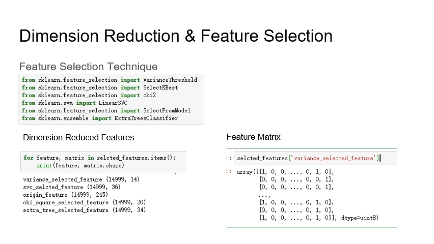As we can see, the reduced dimension features have fewer columns than the original features. For example, the linear SVC selected feature has only 36 columns, and the reduced feature matrix can be seen on the right hand side. You can see the shape of the matrix.